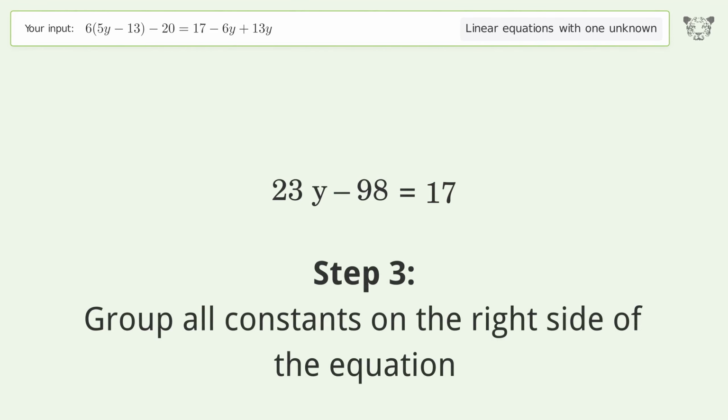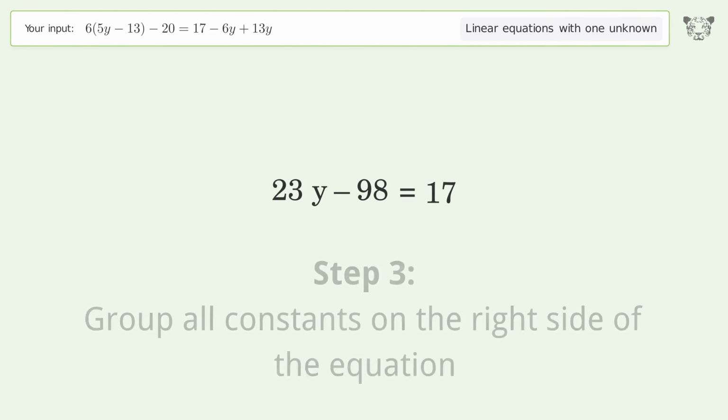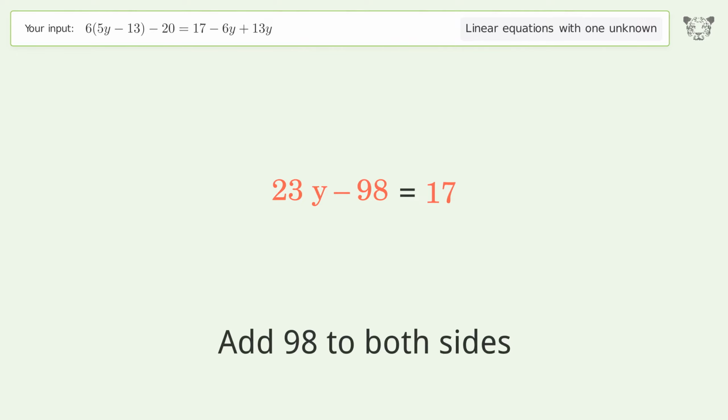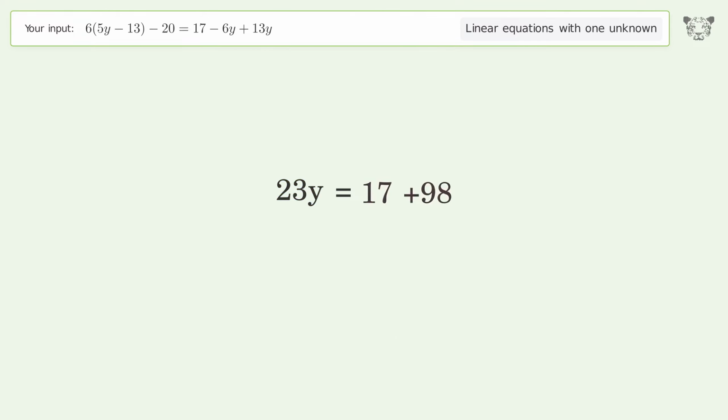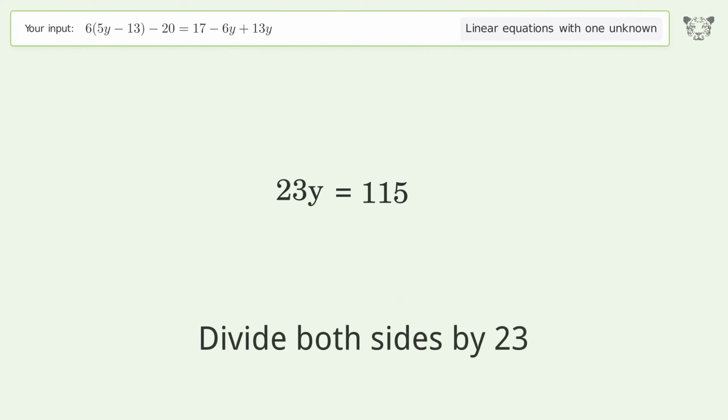Group all constants on the right side of the equation. Add 98 to both sides. Simplify the arithmetic. Isolate the y. Divide both sides by 23.